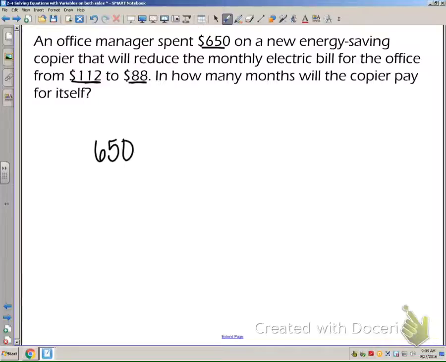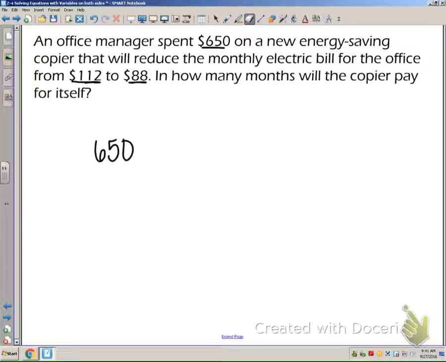Because if it's going to be a really, really long time, chances are the copier is going to quit working before it pays for itself, if it's going to be like 20 years before it ever pays for itself. So these are the kind of things that you want to know so you can present this material to your superior at your job and convince them that, yes, you really need this copier.